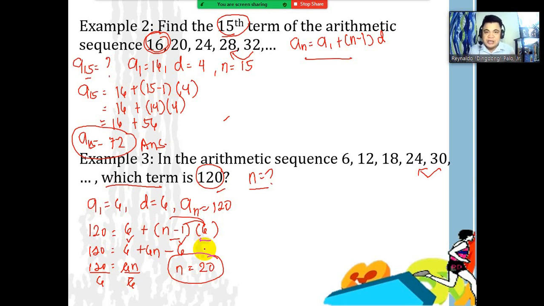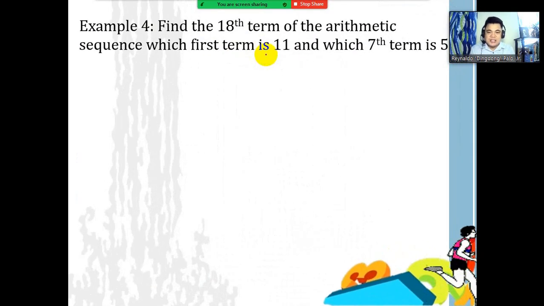Okay, so you have to take note of this, guys. You are not only using the general term or the formula for arithmetic sequence in simply solving for the unknown term or nth term. We can also use it in solving for the value of n, value of d, value of a sub 1, and so on and so forth. Please make sure to follow simple algebraic techniques or rules in solving. Okay? Next, let's have example 4.